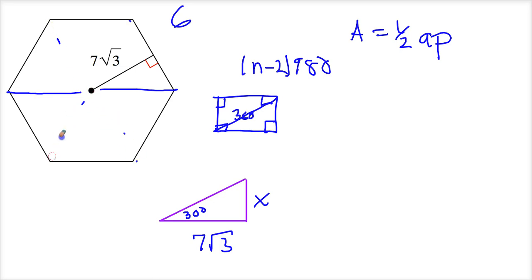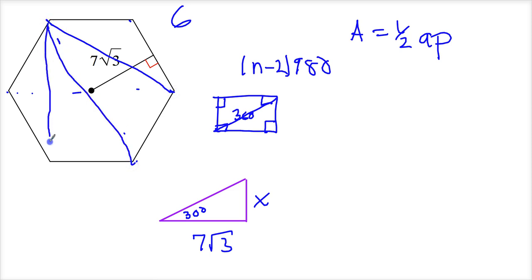If I take it from here, they all go from this place. One triangle, two triangles, three triangles. So one, two, three, four triangles that I can make.